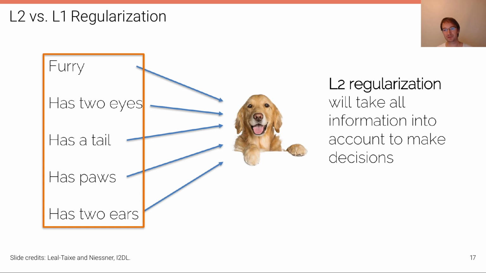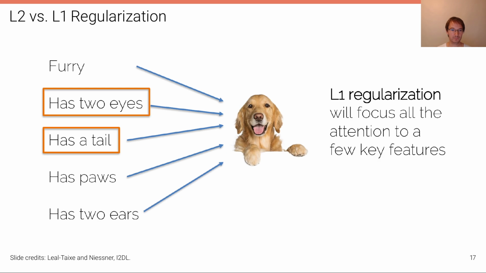Now the L2 regularizer will take all information into account to make decisions. And the L1 regularizer will focus all the attention to a few key features. So it tries to classify this image by focusing on little features. Right? And depending on the application at hand, it's preferable to have either L2 or L1 regularization.